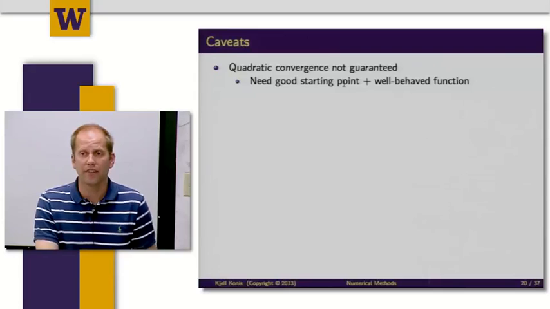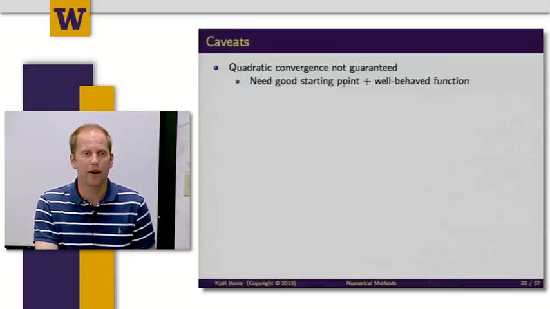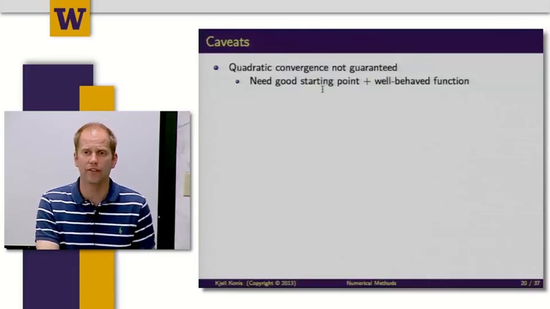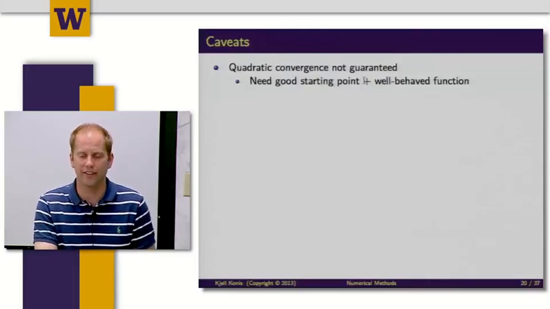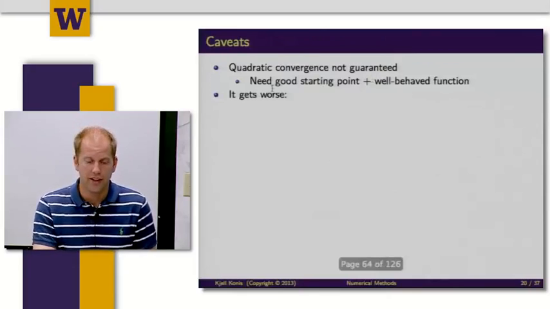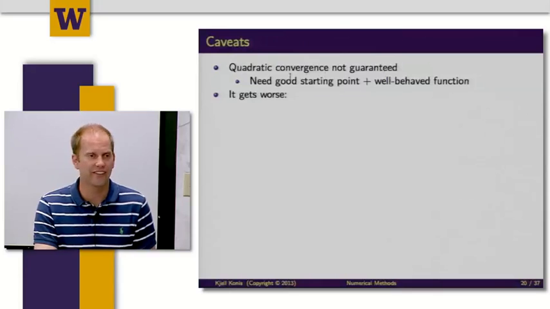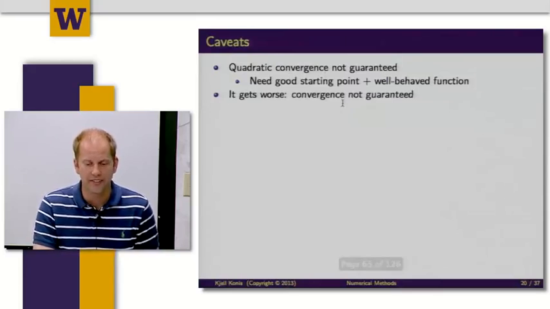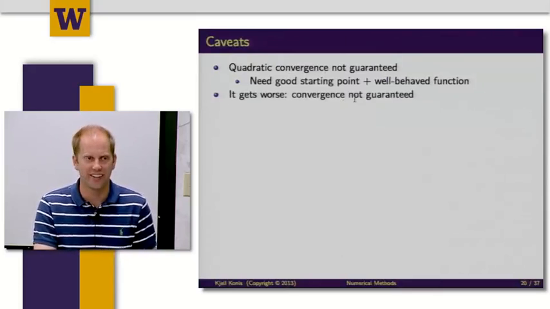Sometimes there's some extra theory that comes with whatever problem you're trying to solve that's going to suggest good starting points. So maybe you can make an approximation for what you're looking for, and then you just want to use Newton's method to refine that, and then everything will happen very quickly. So the first bullet point was quadratic convergence is not guaranteed, and then my second bullet point is it gets worse, which is convergence is not even guaranteed.